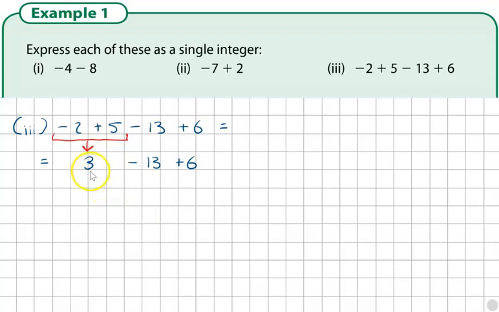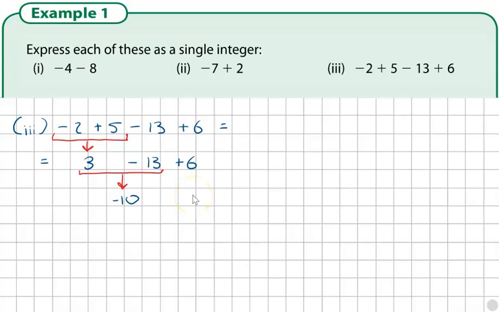Then we go again. 3 minus 13. So again, we have different signs. So we're going to subtract and keep the sign of the bigger number. So 13 is bigger than 3 numerically. So we're going to have a minus in our answer. And we're going to subtract 3 from 13 and we're left with 10. So we get minus 10. So 3 minus 13 is minus 10.